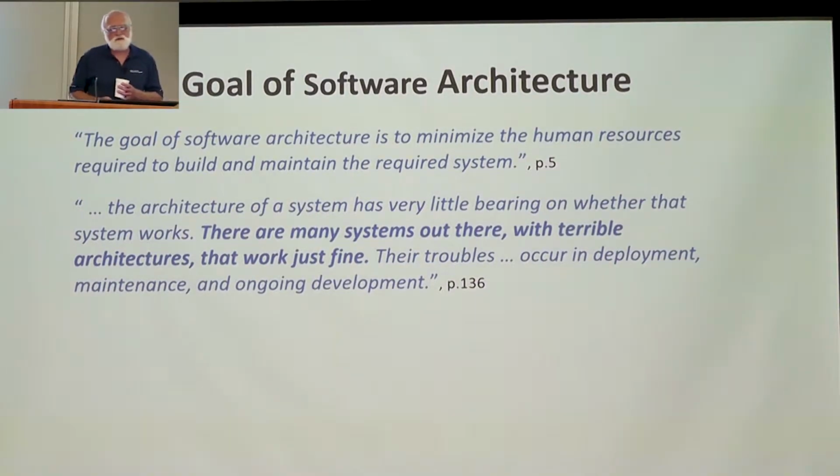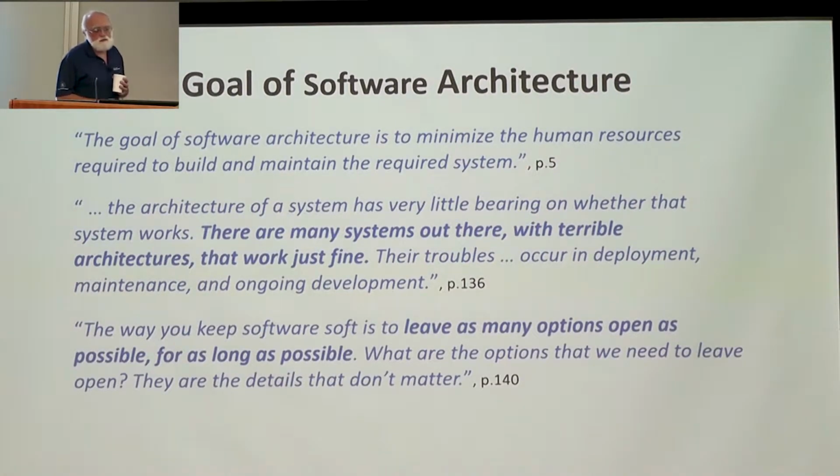The architecture of a system, all these are quotes from the book, from the second book. If you don't see a number, reference, just page of the second book. The architecture of a system has very little bearing on whether that system works. There are many systems out there with terrible architecture that work just fine. Their trouble occurs in deployment, maintenance, and ongoing development.